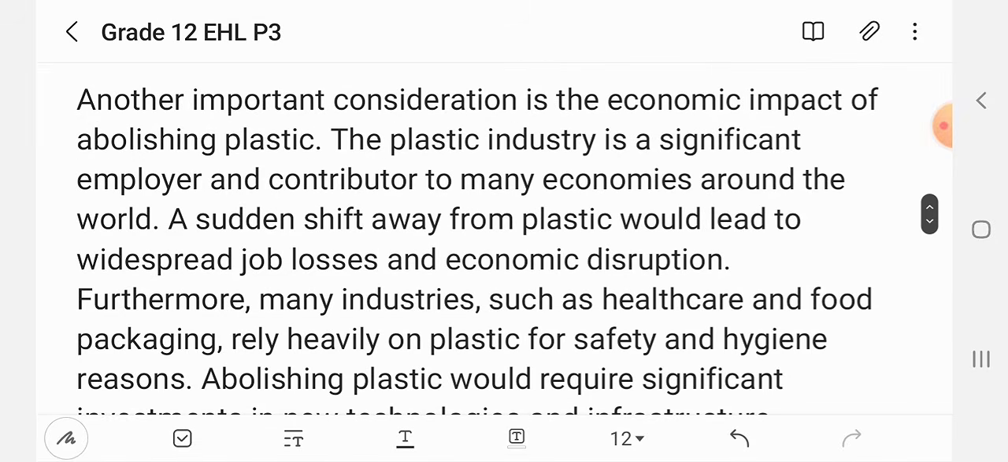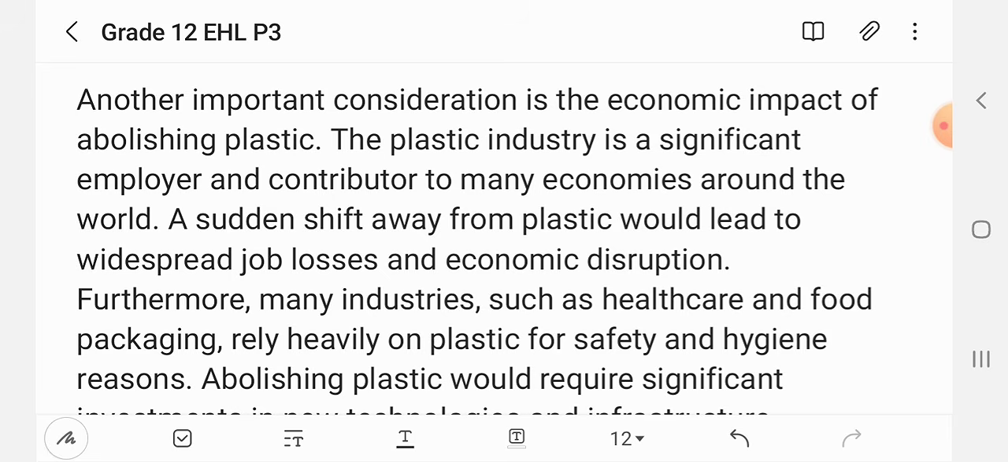Another important consideration is the economic impact of abolishing plastic. So, guys, it's either you are for the topic or against the topic, okay? So, you're going to give facts to the fullest of your potential. Like, give facts to support. You are trying to persuade someone. So, in that example that I showed you, it said A, you are for, and then B, you are against. So it doesn't mean you do two, you choose one, whether you are for or you are against.